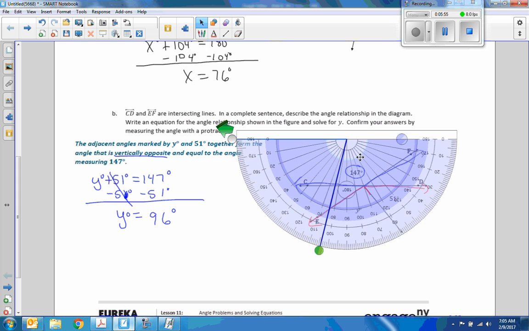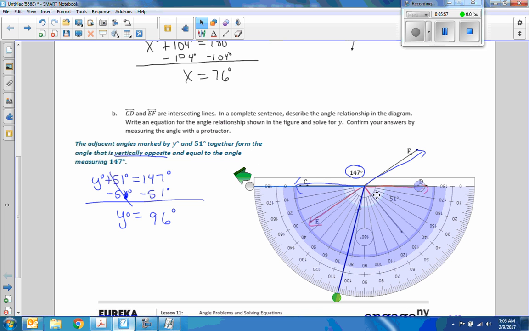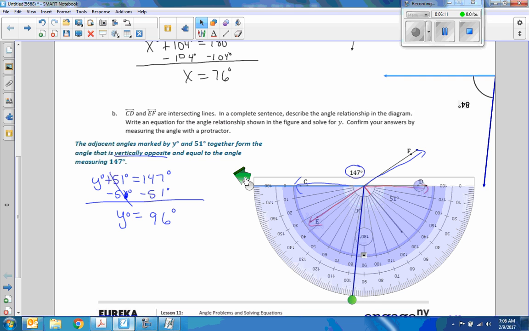So I'm going to bring this down. I'm going to put it right here on this straight line here. And then I'm going to move this. Actually, I need to rotate this so I'm on this straight line EF.